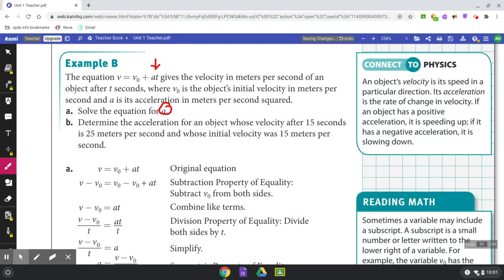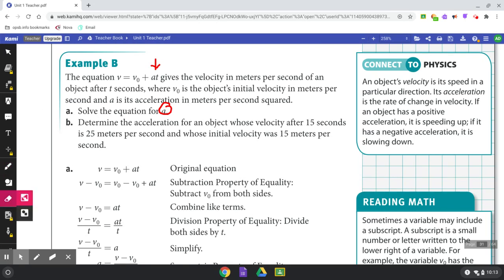Determine the acceleration for an object whose velocity after 15 seconds is 25 meters per second and whose initial velocity was 15 meters per second. Okay, so let's focus on A. Solve the equation for the variable A.